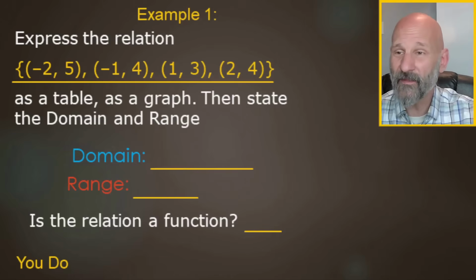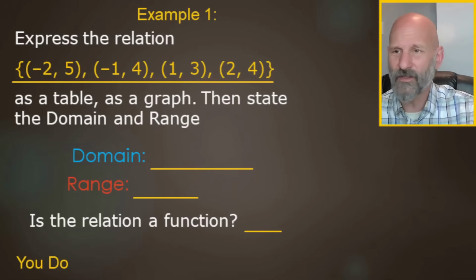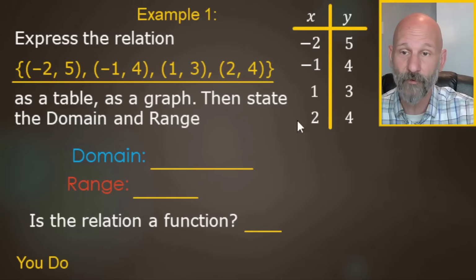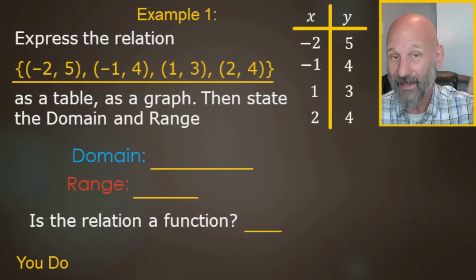So here we're going to take this relation, these coordinate points, and change them into a table and a graph. Then we'll look at domain and range and then identify if it's a function. Okay, so for a table, you're basically just taking all of these coordinate points and putting them on a T-chart. -2 goes to 5 right there, -1 goes to 4 right there, 1 goes to 3 right there, and 2 goes to 4 right there. So there's how you would express this relation as a table.